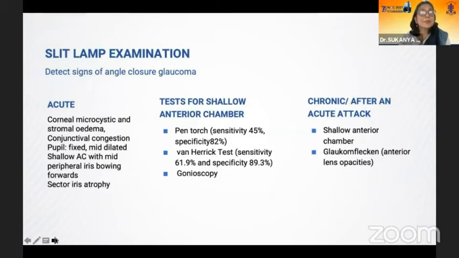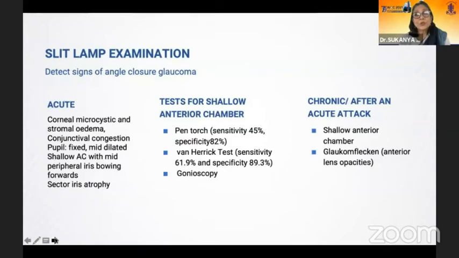Now, coming to the slit lamp examination, this is important for 2 reasons. One is to detect the signs of angle closure glaucoma, and the second is to detect the presence of any secondary glaucoma. When it's an acute attack of angle closure, the signs and symptoms are often quite obvious. But a chronic angle closure disease often has very subtle features, but usually most of them will have a shallow anterior chamber.